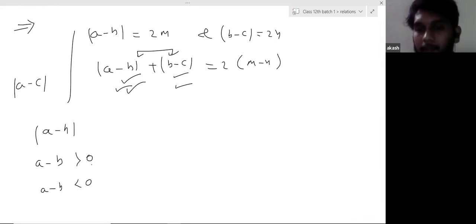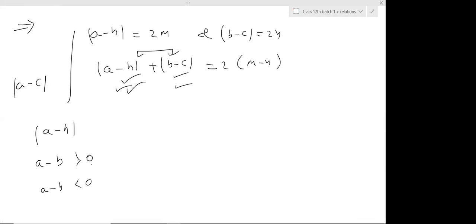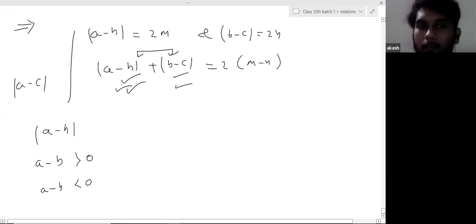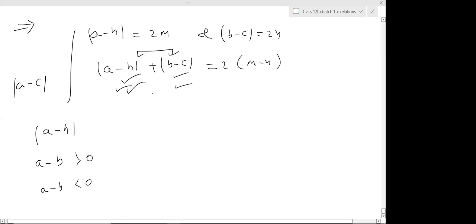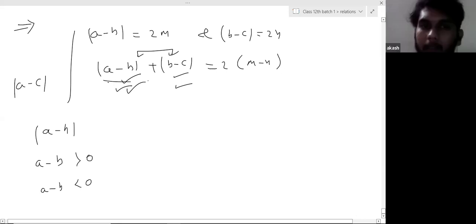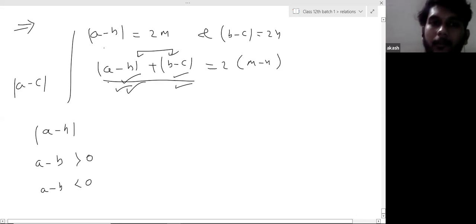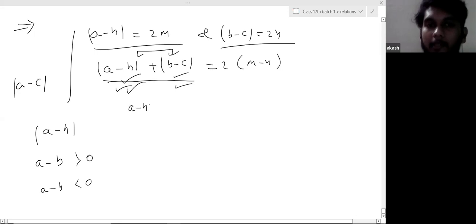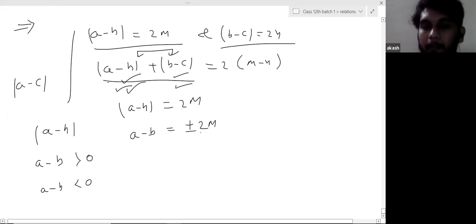This is clear, everyone? So can't we do it like this, modulus of A minus B plus B minus C? Can we open this directly? No, you cannot open this directly. You can open on this line. You can write that modulus of A minus B is 2m. This implies that A minus B is equal to plus minus 2m. This you can do.